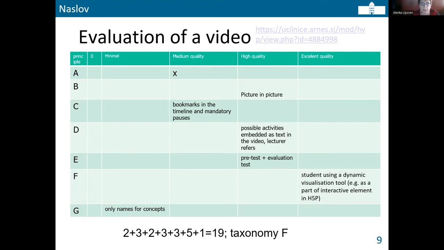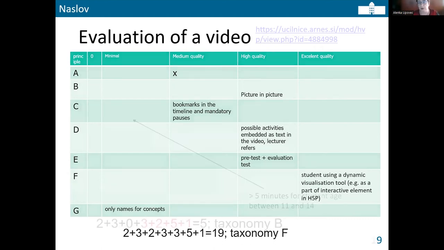What could be high quality for D? And we have pretest and evaluation test for E, and on F, that is dynamic drawing. Those D, E, and F are connected. Activity, interactivity, and dynamic drawing are quite connected. And in some parts, students are using dynamic visualization tools. And in the translatability part, there are some names written, but there are only names for concepts, or at least not a lot of text. That means minimal. And then we gave points. Minimal is 1 point, medium 2, and excellent 4. And we see that this video is on taxonomy F, which is quite high, and has reached 19 points.